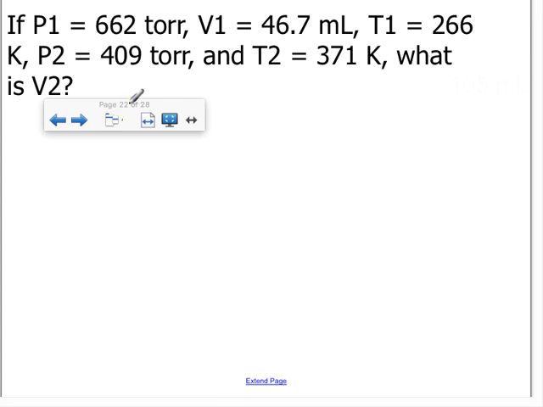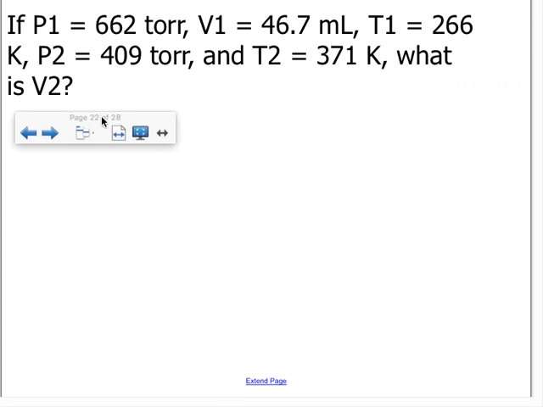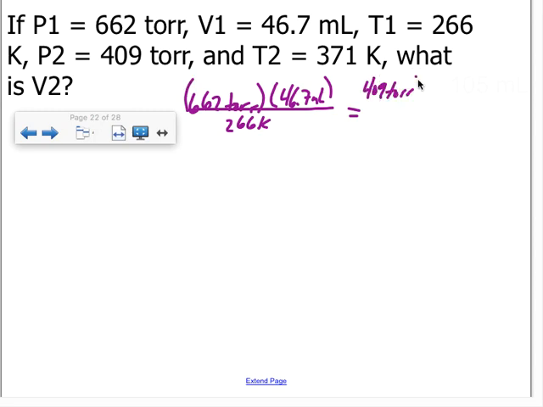All right, a little bit more space here. So remember my combined gas law is P1V1 over T1 equals P2V2 over T2. Okay, so here they just give it to me: 662 torr, that's my pressure. My volume is 46.7 milliliters over temperature 266 Kelvin. My P2 is 409 torr, solving for V2. And there's my temperature for the secondary conditions.